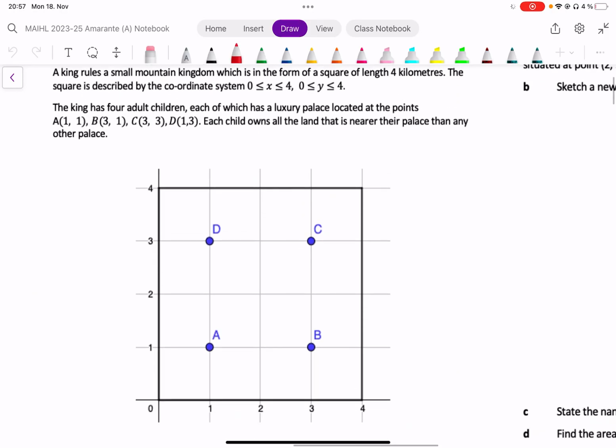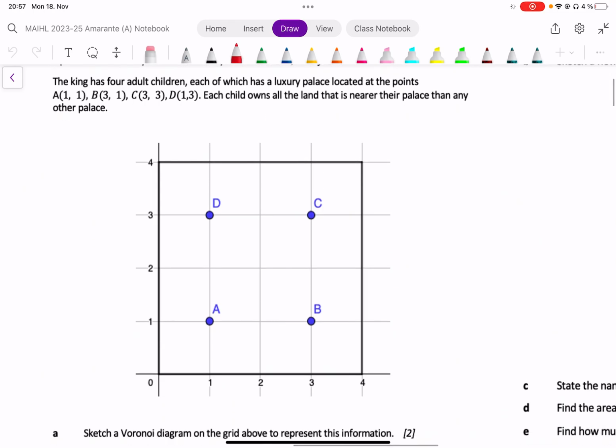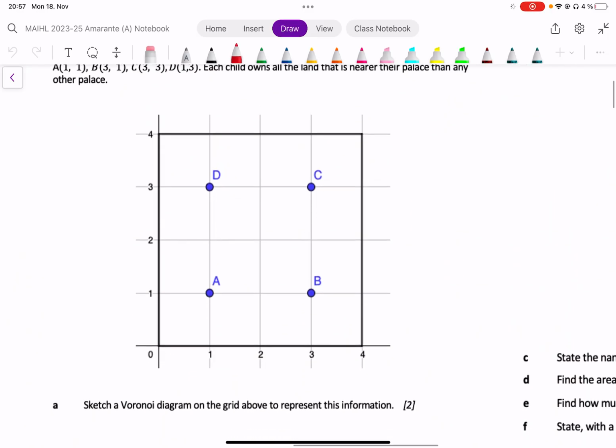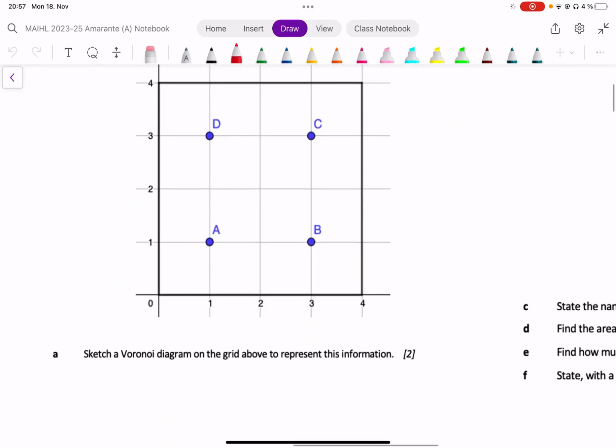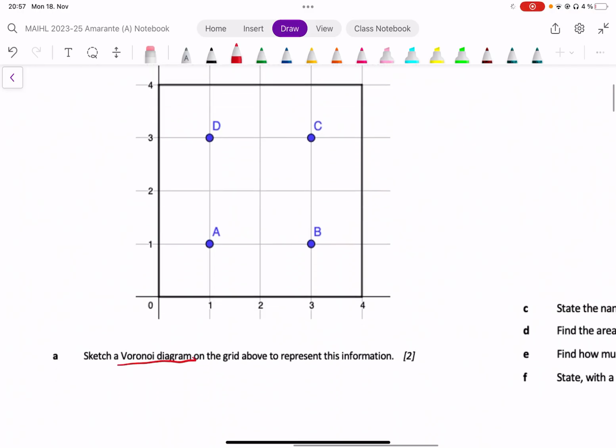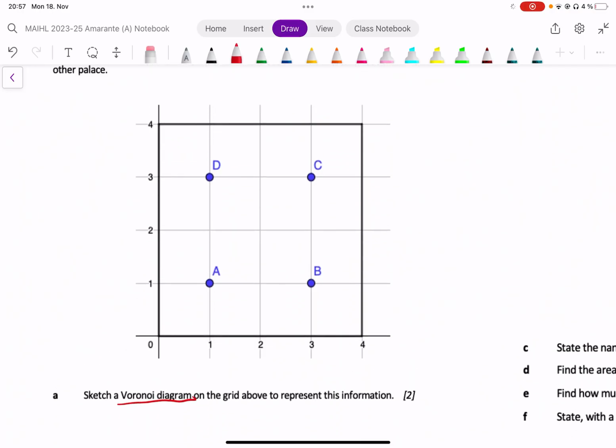The king has 4 adult children, each of which has a luxury palace located at points shown down here. Each child owns all the land nearest to the point of the palace. And so it says, let's sketch a Voronoi diagram that represents this information. So to sketch a Voronoi diagram, you just need to draw the perpendicular bisectors.